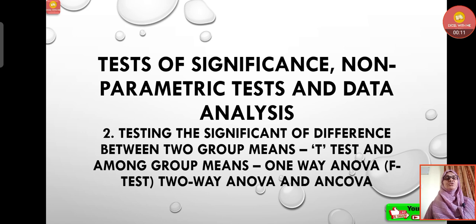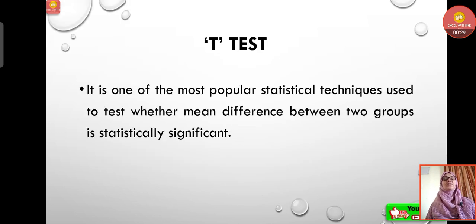Let's start today's topic. I have done the second topic, testing the hypothesis. Continuation of that part is testing the significance of difference between two group means, t-test, and among group means, one-way ANOVA, f-test, two-way ANOVA and ANCOVA. Let's start with the t-test.